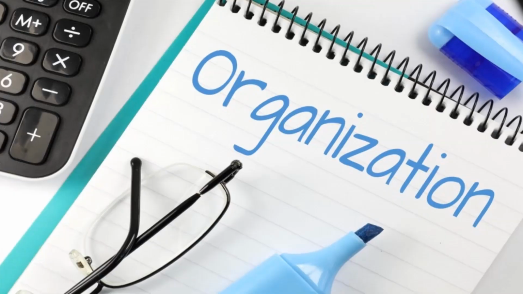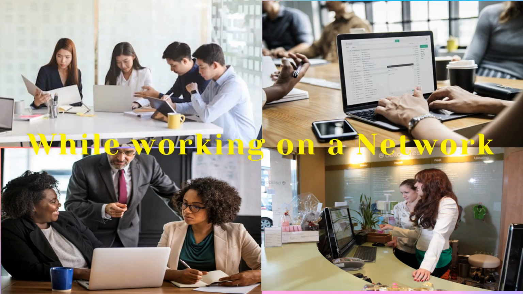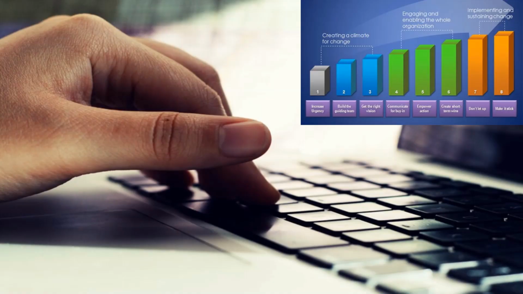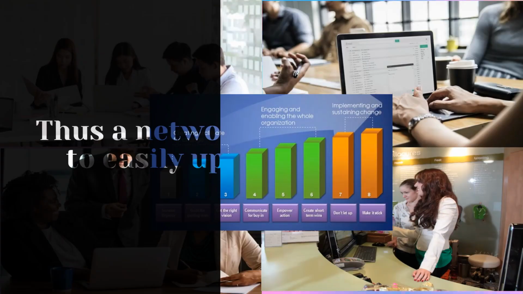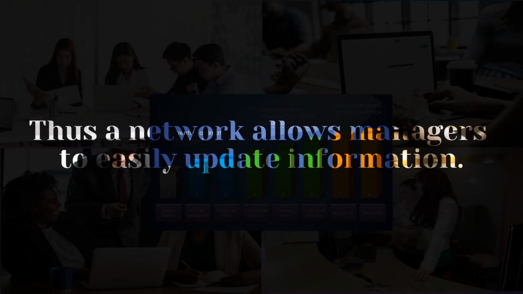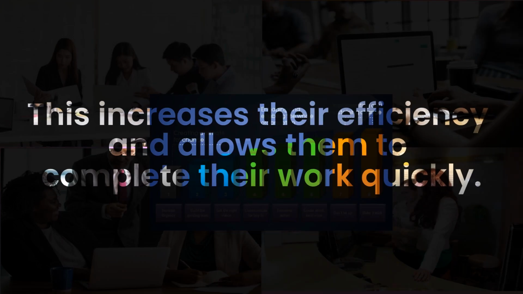For example, in an organization, managers work at different locations to make financial reports. While working on a network, any change made by one manager on his or her computer can easily be seen by other managers and employees. Thus, a network allows managers to easily update information. This increases their efficiency and allows them to complete their work quickly.